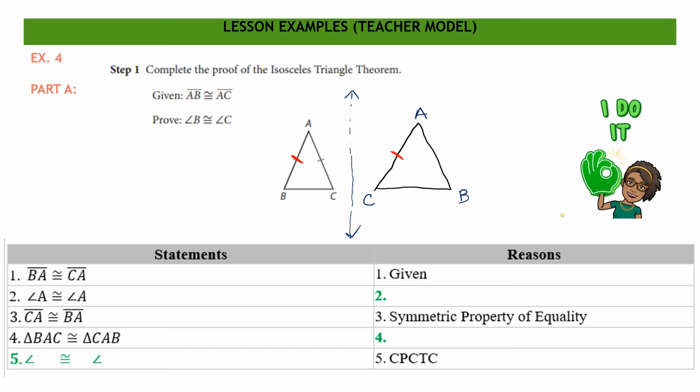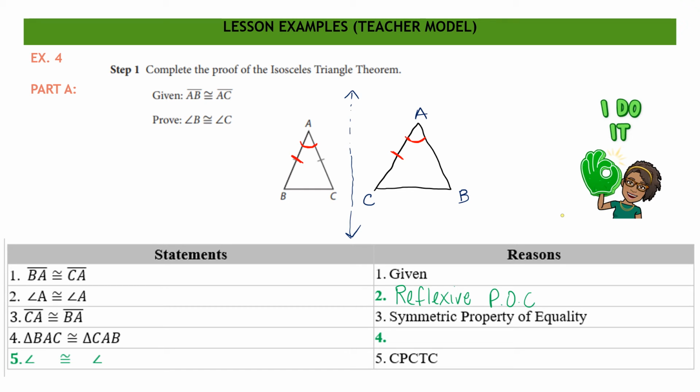The second statement says that we have angle A here in the first triangle congruent to angle A in the second triangle. Well, I see that these two triangles share the same exact part, and remember, it's being reflected, so they are congruent triangles. And if I have two figures that share the exact same part, the reason would be the reflexive property of congruence.